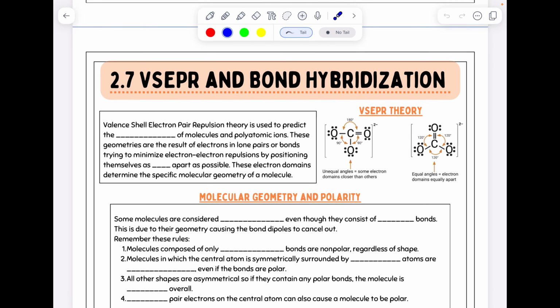Hello, this is Mrs. Pinkerton, and this is 2.7 VSEPR and bond hybridization, the last topic in Unit 2.